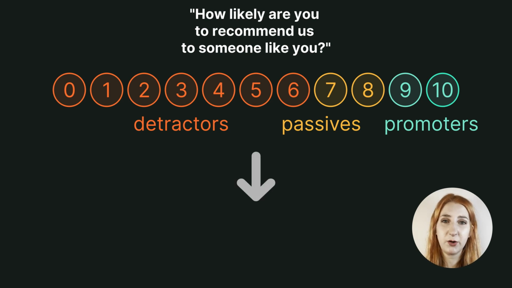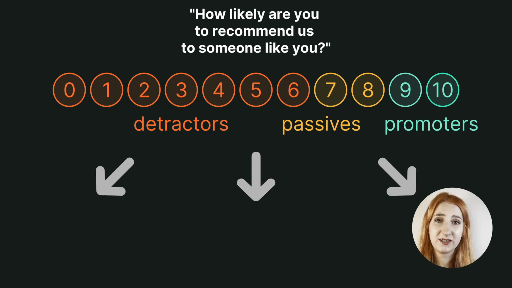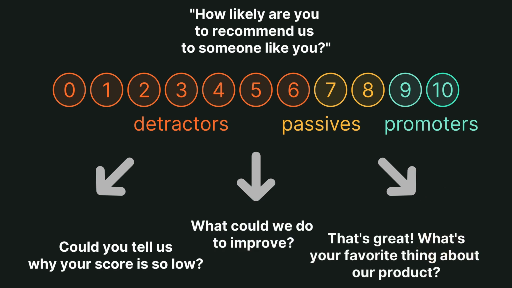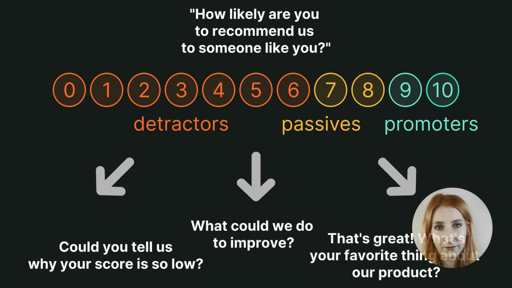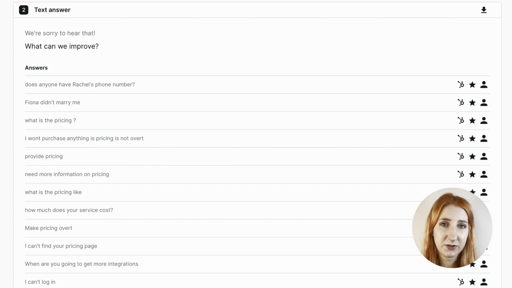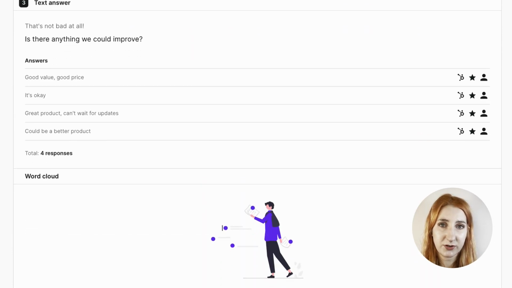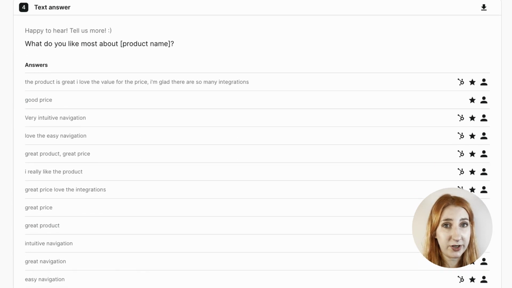So, it often has follow-up questions. But it's hard to design a follow-up question that would be tailor-made for your promoters, passives, and detractors. So you set up survey logic to make sure each of these groups sees a different follow-up question. But in this instance, survey logic also gives you another benefit. The text answers to the follow-up questions for each of these groups will already be sorted into passives, detractors, and promoters, so you can delegate them to different teams and prioritize your roadmap.